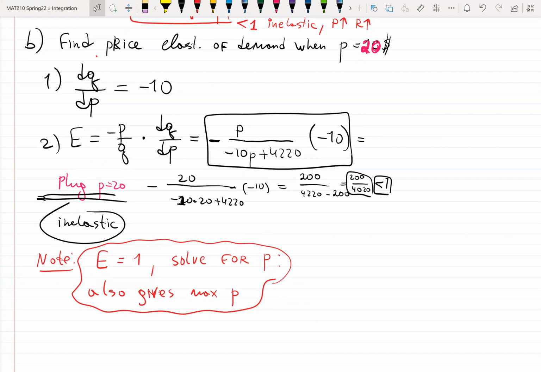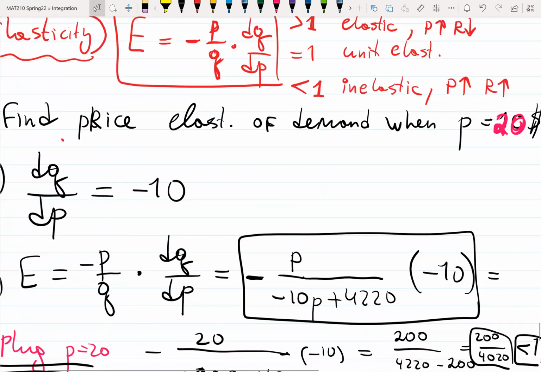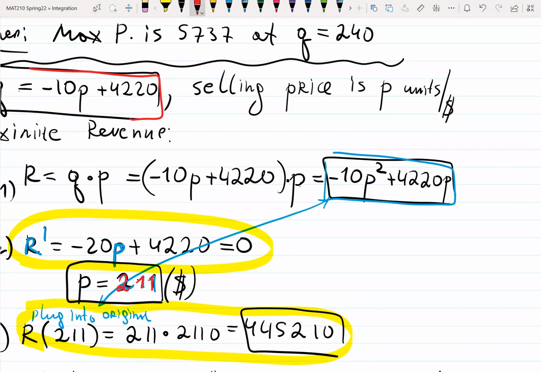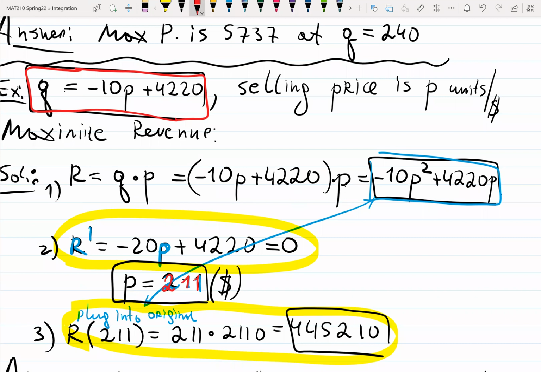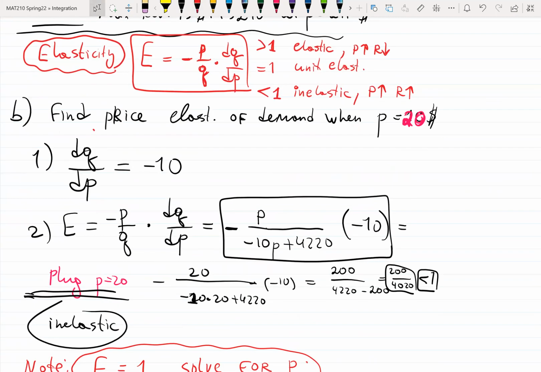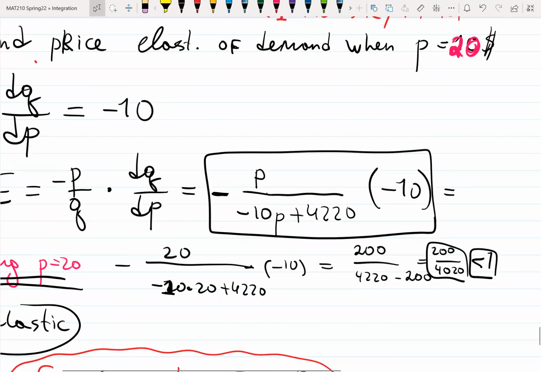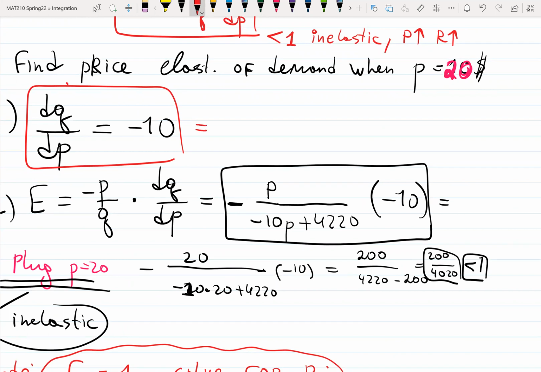Where did you get minus 10p? Oh, it was at the beginning. This one, that was my Q. The formula says P divided by Q, so I divided by minus 10p plus 4220. Oh, and then squared? Squared? I don't see anything squared. This minus 10 came from the differentiation of minus 10p plus 4220 prime. Yeah, the derivative of Q, that is Q prime. Remember, dq over dp is notation for the derivative of Q with respect to P. And the answer is minus 10. I don't see minus 10p squared, so you have to show me where it is.